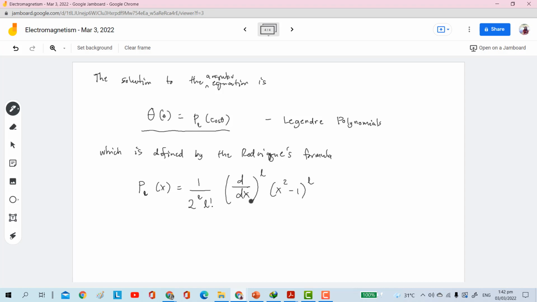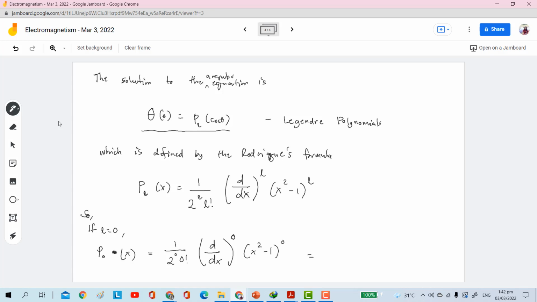And then what is the meaning of this? For example, if you have L equals 0, then that means P sub 0 of x, in terms of x, is equal to 1 over 2 raised to the 0, and then you have 0 factorial, and then the total derivative raised to 0 of x squared minus 1 raised to 0.